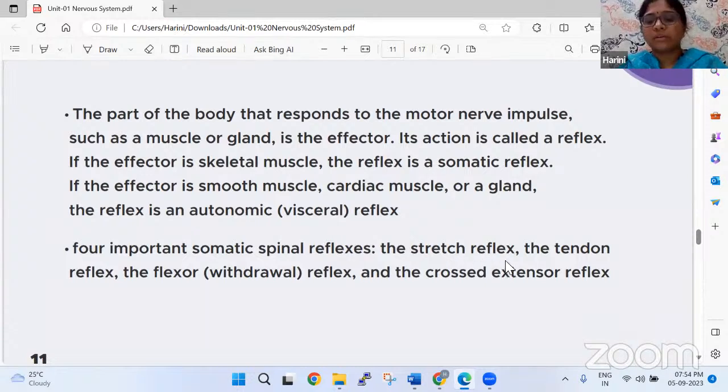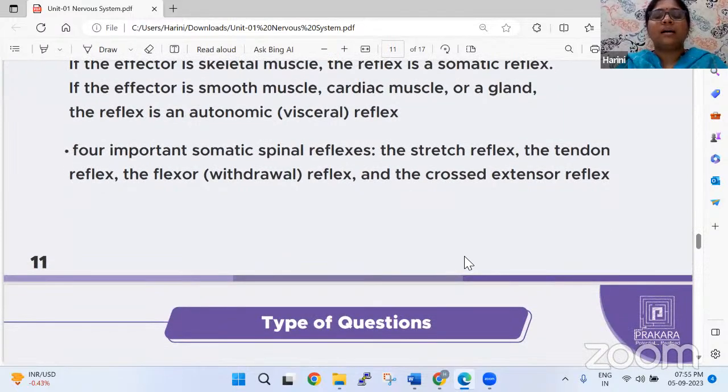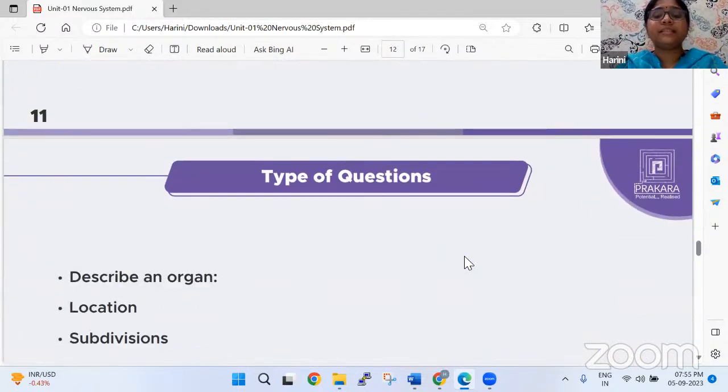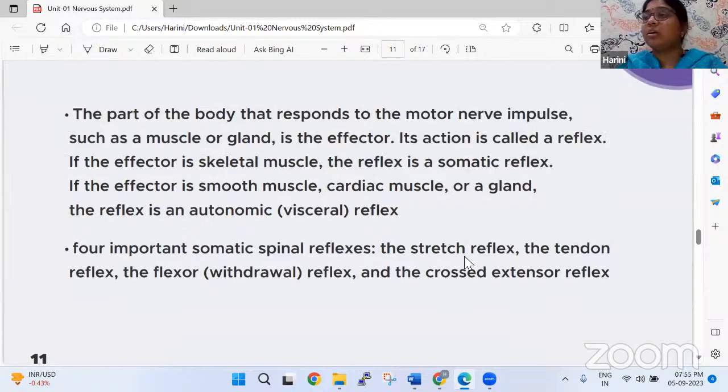The 4 important ones I just went through are the stretch reflex, that is whenever you stretch your body, the tendon reflex, flexor reflex, and the crossed extensor reflex. All these are the various types of reflexes. So this is the major gist of your nervous system. I hope you all got it. Maybe I've condensed this reflex and action potential part, and I'll give you another topic, that is neurotransmission.